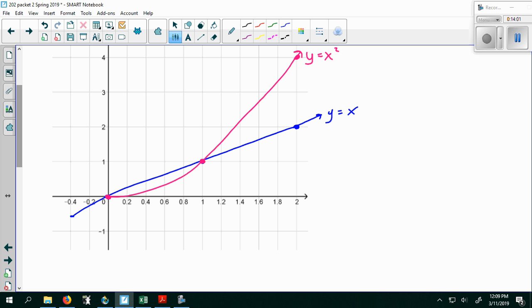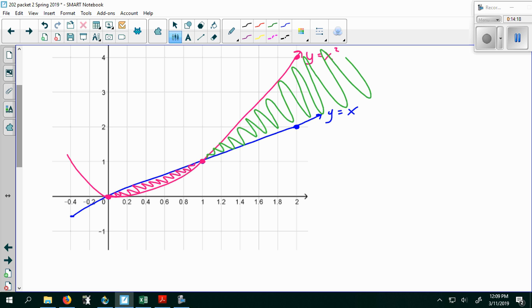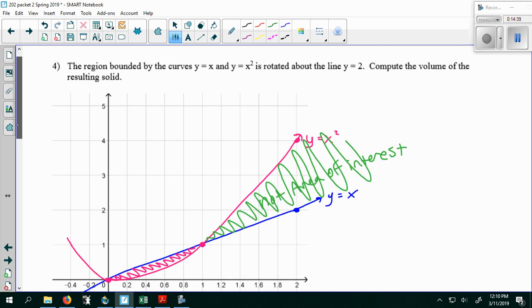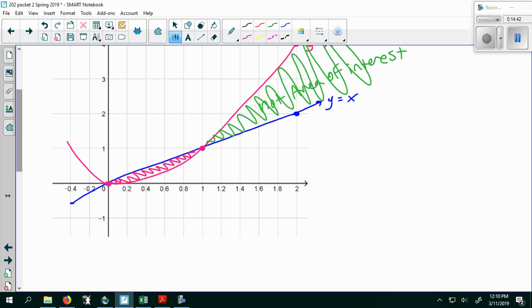So this is kind of tricky. I have this area that's bounded between those two curves. And then I have this area in green between the two curves, but this area in green is unbounded. It just keeps going and going and going. So this is not the area of interest, because the question used the word bounded, the area bounded between the two curves. So it's this pink area because it is not an unbounded area. All right, so that's my area, and then I want to rotate it about the line y equals 2.